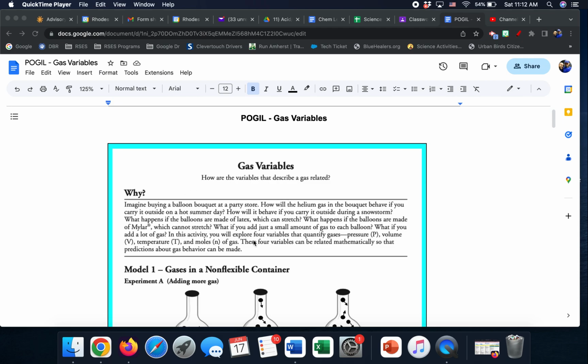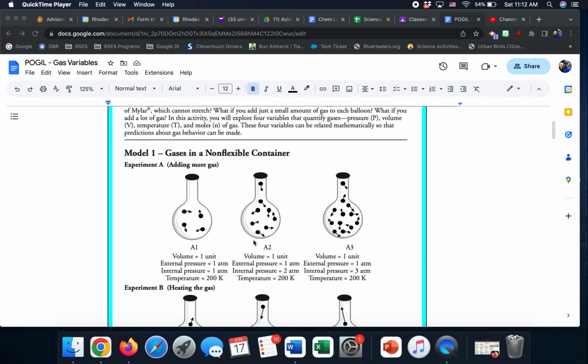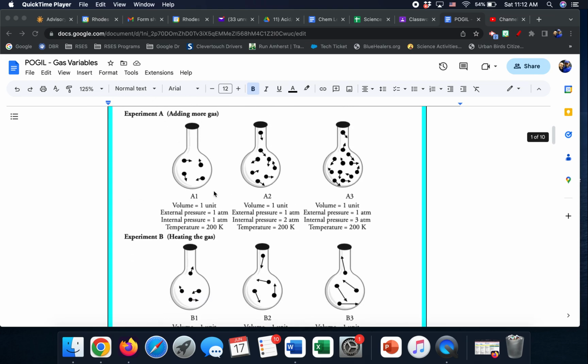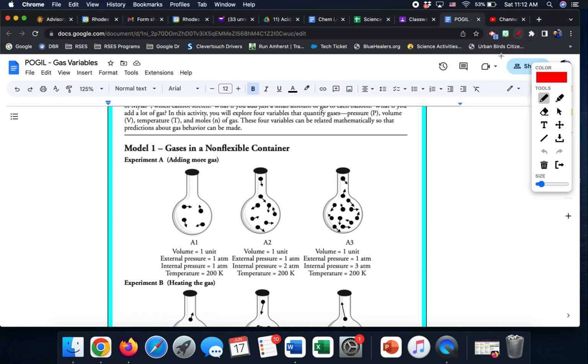As always, read the Why. And in Model 1, there's a couple different experiments here. So let's show you how this sets up.